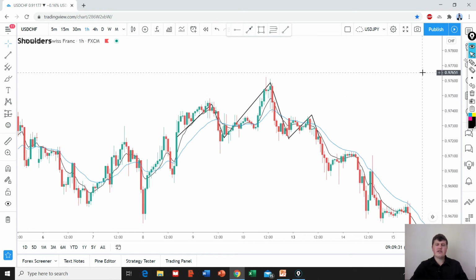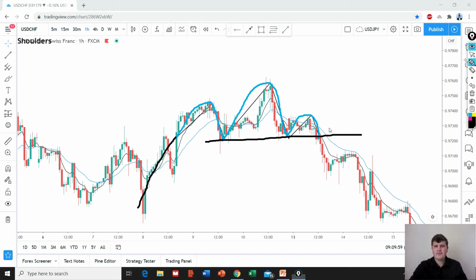Now head and shoulders can act as either a trend continuation or trend reversal indicator, and it's more common for it to act as a trend reversal indicator. As you can see, the preceding move is upwards, then you get the creation of your left shoulder, your head over here, and your right shoulder. Now how you go about trading this head and shoulders is you draw your neckline over here and you wait for the right shoulder to break this support area and you continue the move lower.